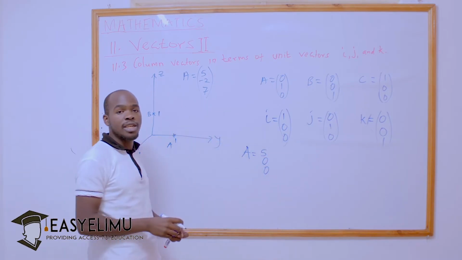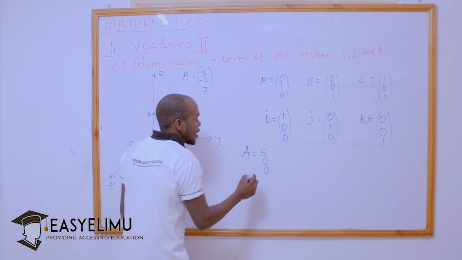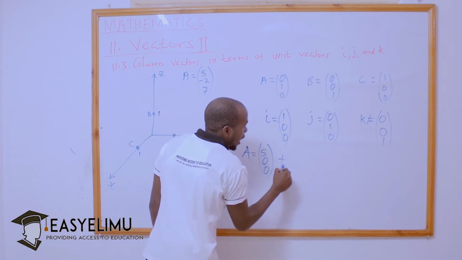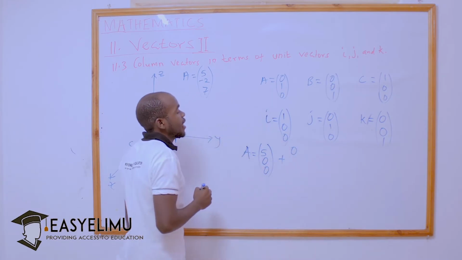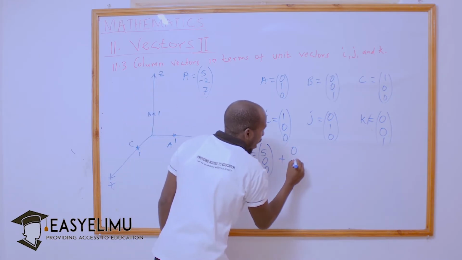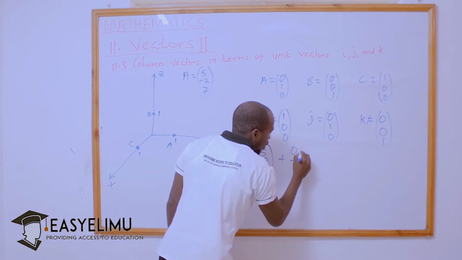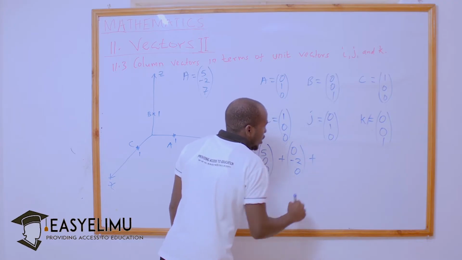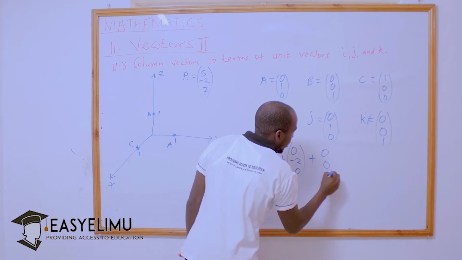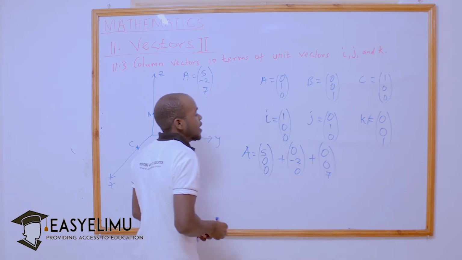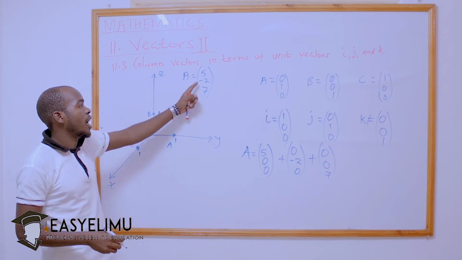If we want to represent it in a unit way, we shall first take that one, and then we add 2. Now the other one will be having 0 in the x direction, but negative 2 in y, and 0 in the z direction. And if we add another one, which is remaining now, 0, 0, 7, which is 7 in the z direction, we shall have what we have there.